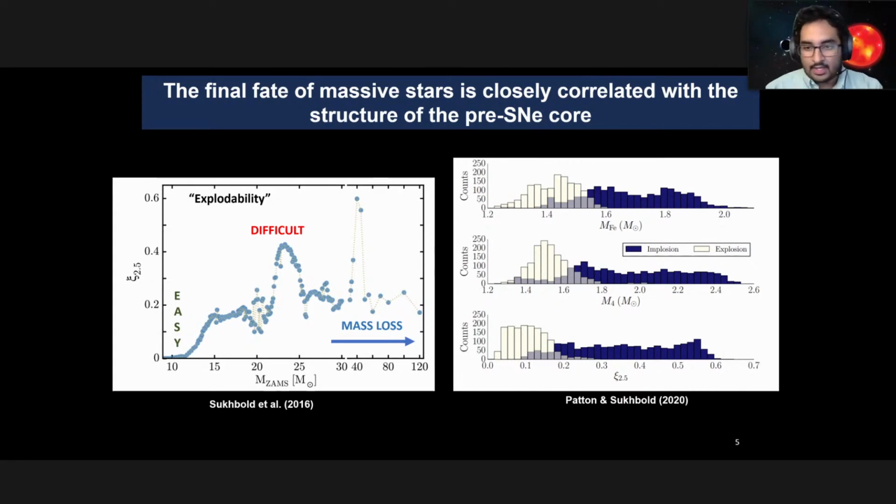And on the right, in this plot from Patton and Sukhbold, they show various massive star models evaluated on the basis of these three different prescriptions for compactness, including the Xi 2.5 parameter. So what you have to take away from this plot is that stars with smaller compactness are easier to explode than those with higher values.